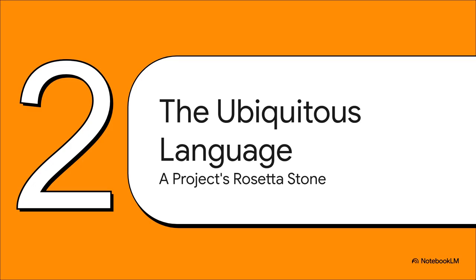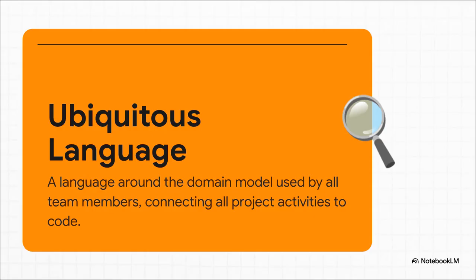So how does this actually work? Well, it all hinges on one core idea, and honestly, it's the secret sauce of the whole thing. It's a concept called the ubiquitous language, and it's like a Rosetta Stone for your entire team. The idea is so simple, but it's incredibly powerful. It means that everyone, and I mean everyone, from the business expert to the junior developer to the project manager, uses the exact same terms for the exact same concepts.